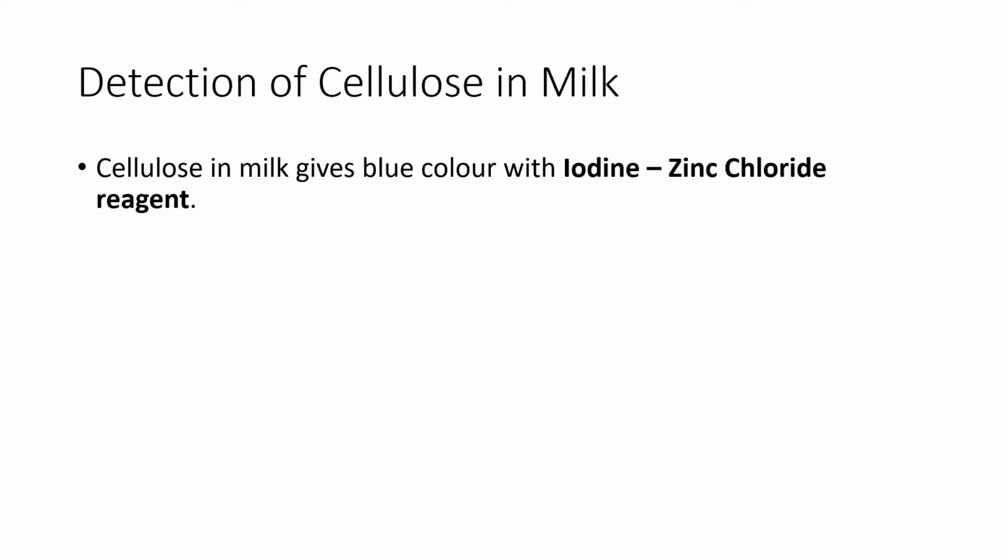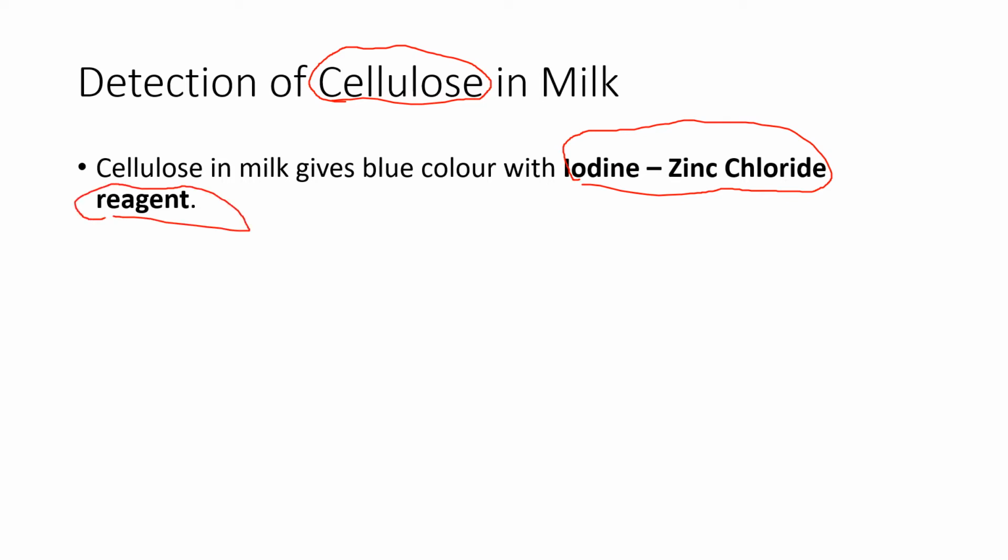The next adulterant is cellulose. Cellulose comes predominantly from plant sources, and it can be detected by the iodine and zinc chloride reagent, which is a single compound reagent. First you treat with iodine, then react with zinc chloride reagent, and finally it gives a blue color. Just remember the color and the reagent, which is very important.